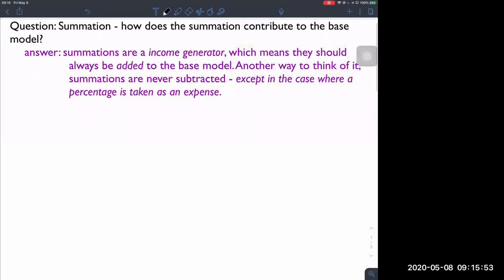So this is a question right there, right? Summation: how does the summation contribute to the base model? Remember, your summations are always model based, right? That means you're not going to be receiving or even doing a problem on your final such that it's going to say, hey, figure out the summation on its own, right?